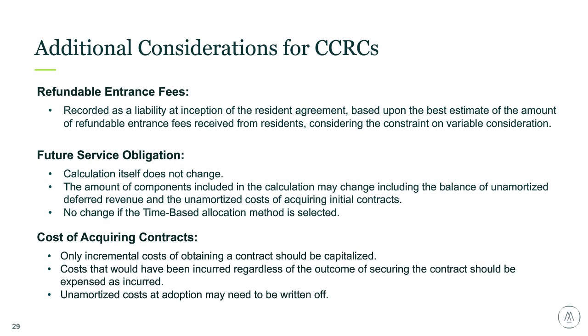And with cost of acquiring contracts, the rules have gotten a bit more stringent regarding what costs you can capitalize related to new contracts. Only incremental costs that are directly related to a specific new contract and would not have been incurred without signing the new contract would be capitalized. So essentially, sales commission expenses may qualify. And if your organization has an unamortized balance of previously capitalized marketing costs and those costs do not meet this revised definition, they may need to be written off upon adoption.